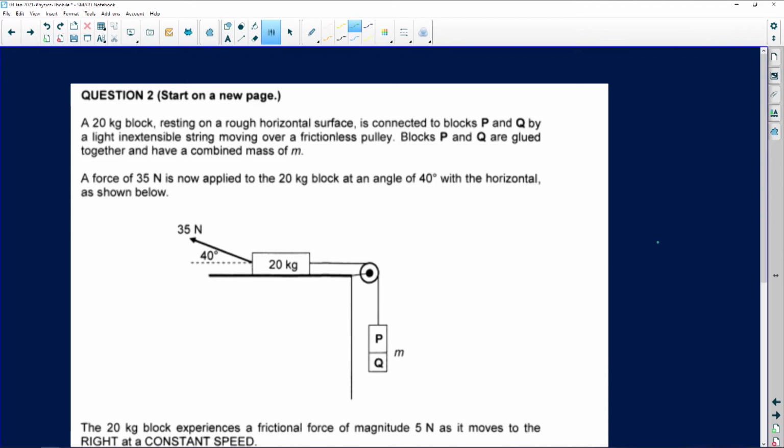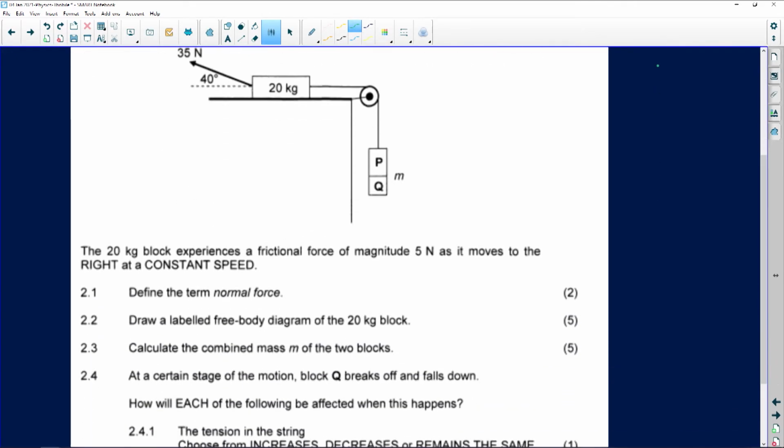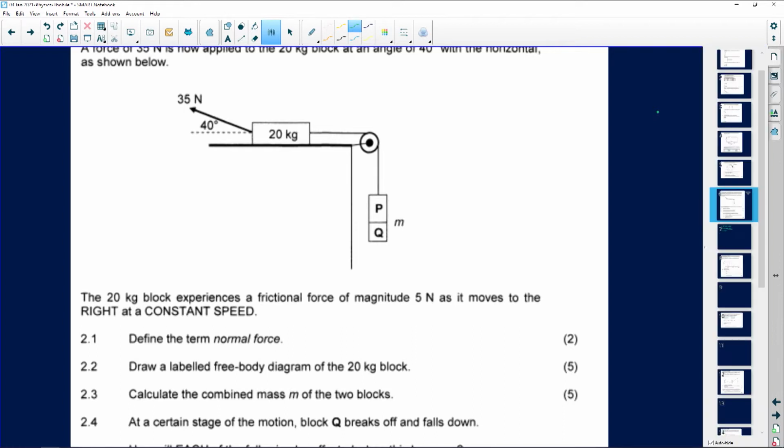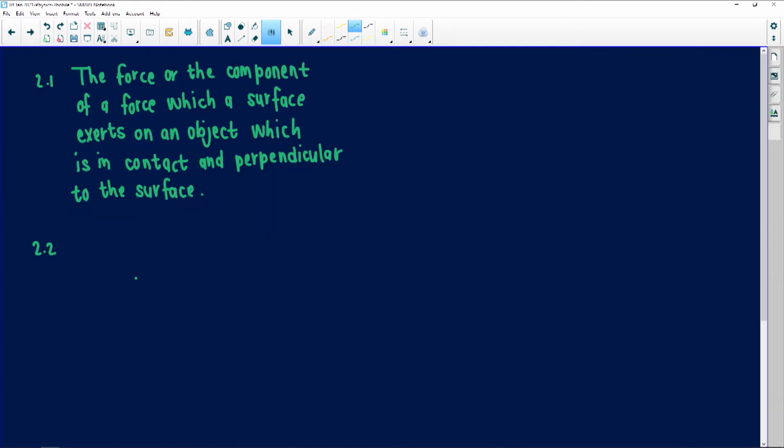Number 2.2, it says we need to draw a labeled free body diagram of the 20 kilogram block. 5 marks, 5 forces. Remember, if they say free body diagram, we always use a dot and not a block. Always remember to number your forces. F of N, we'll have tension on this side since there's a string. We're going to have the force of gravity pulling it in this direction. I will have friction pulling it in this direction. And remember, my F applied is at an angle, and this is F of A.